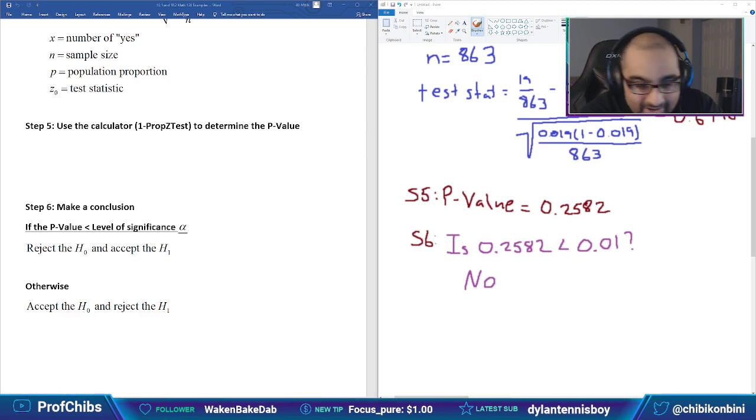Alright, you weren't sure. Well, let's take a look here. Take a look carefully. Read that step 6. It says, if the p-value is less than the level of significance, we reject the null, accept the alternate. Otherwise, we accept the null and reject the alternate. It comes down to a yes or no question. I can think of it as a computer science program. It says, if this is true, I would fall underneath that first category. If it's not, I fall underneath the second category. That's how it basically works.